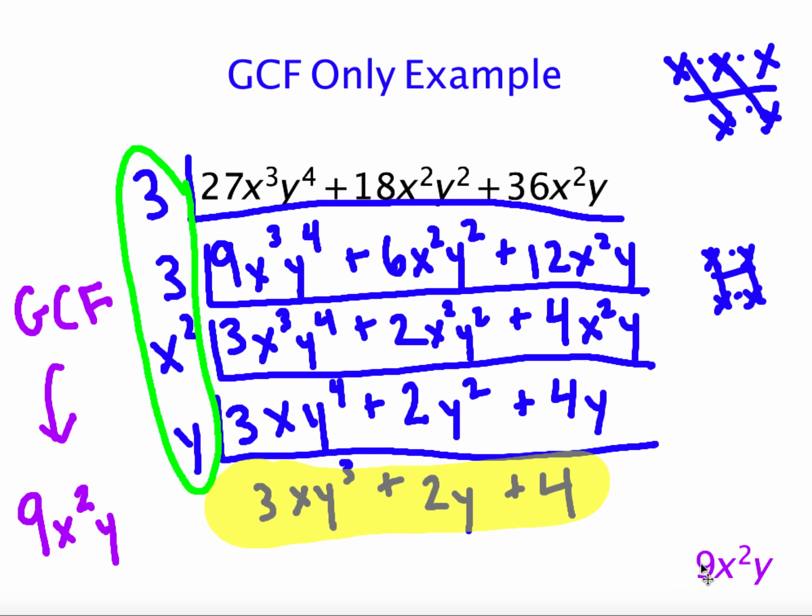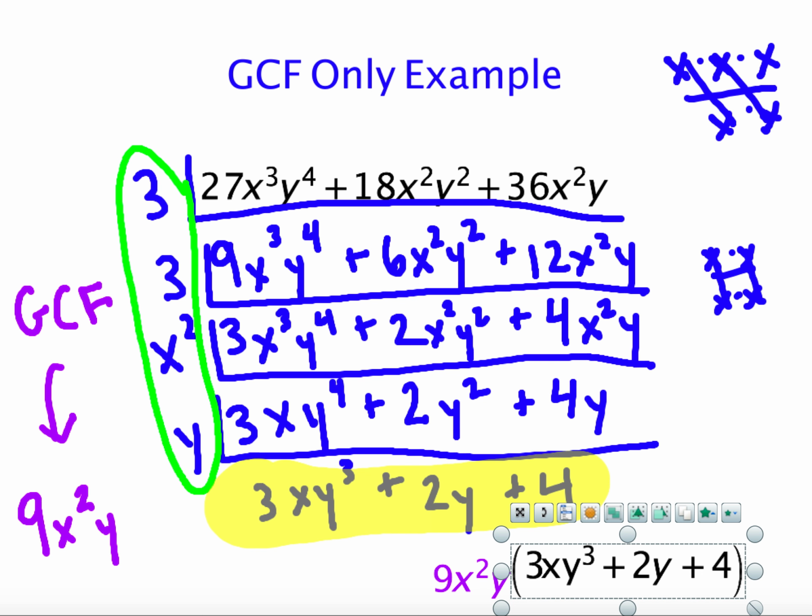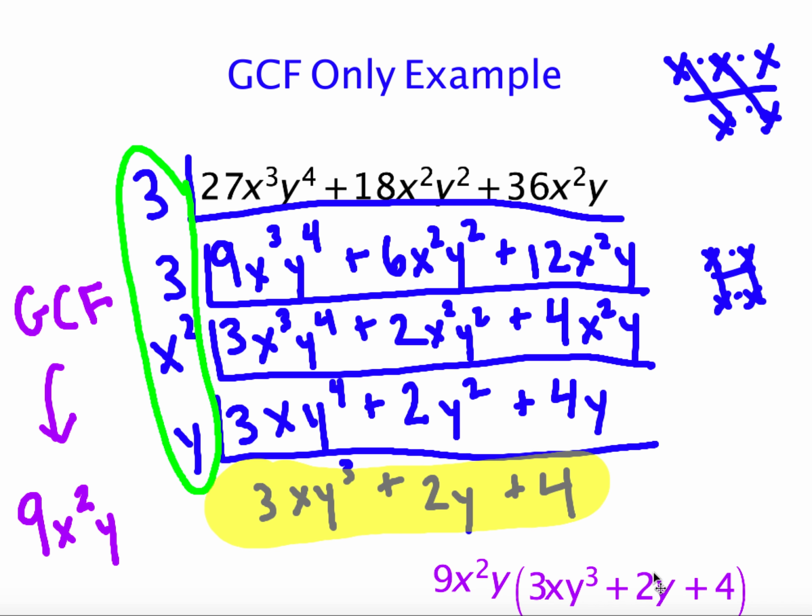I have this typed out over here because of my handwriting situation. This polynomial right here, 9x squared y, I don't know why this is happening. I guess I have to write it myself. 9x squared y times 3x y to the third plus 2y plus 4. Go ahead and write that.